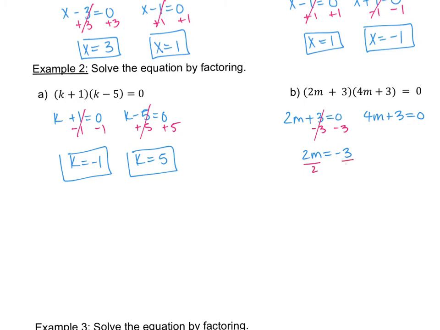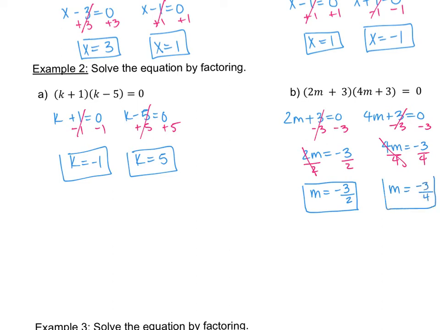If I divide by 2, that comes off. m is equal to -3 over 2, or you can write this as -1.5 if you change it to a decimal, but I'll just keep it as a fraction. Less calculator work for me. This one here, the m is right here, so I need to move over the 3 before I can move over the 4. So 4m equals -3. If I divide by 4 to get rid of this multiplication, that would give me m equals -3 over 4. And that is my 2 variables. So I have 2 solutions here as well.